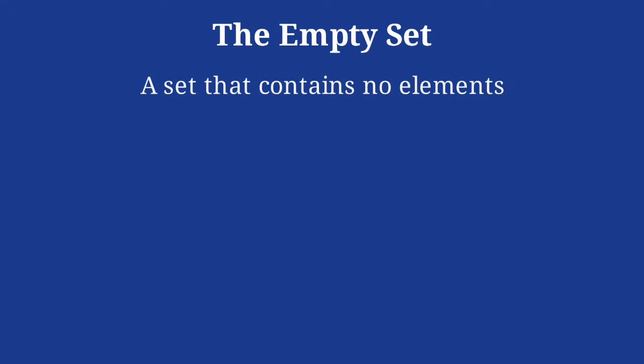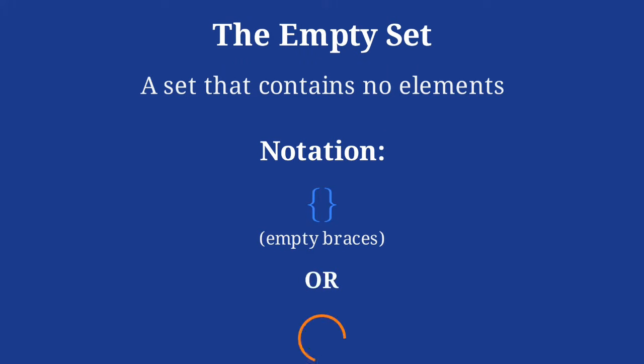We can write it in two ways. First, using empty braces like this. Or we can use this special symbol, phi. Both notations mean the same thing, a set with absolutely nothing in it.